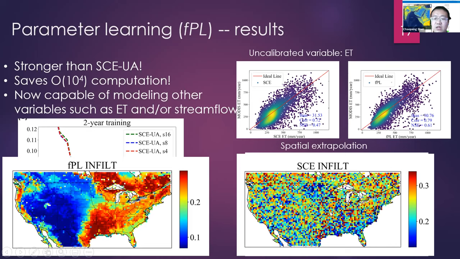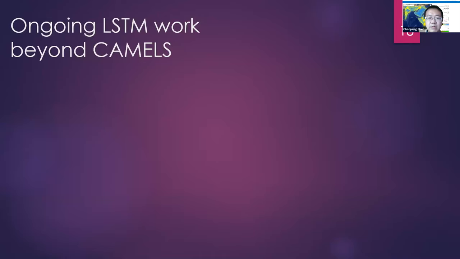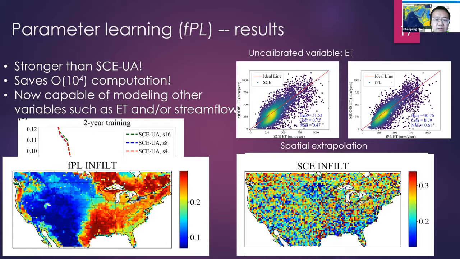So the parameters that were estimated by SCE are a really jumbled mess. And for the infiltration, the deep learning based scheme actually gives you a spatial pattern, which seems to be more spatially coherent. Of course, it's 26 minutes, I still have some time. So that's really encouraging, and we think this paper is going to be submitted maybe in a week, and it's really going to change how people do parameter calibration.